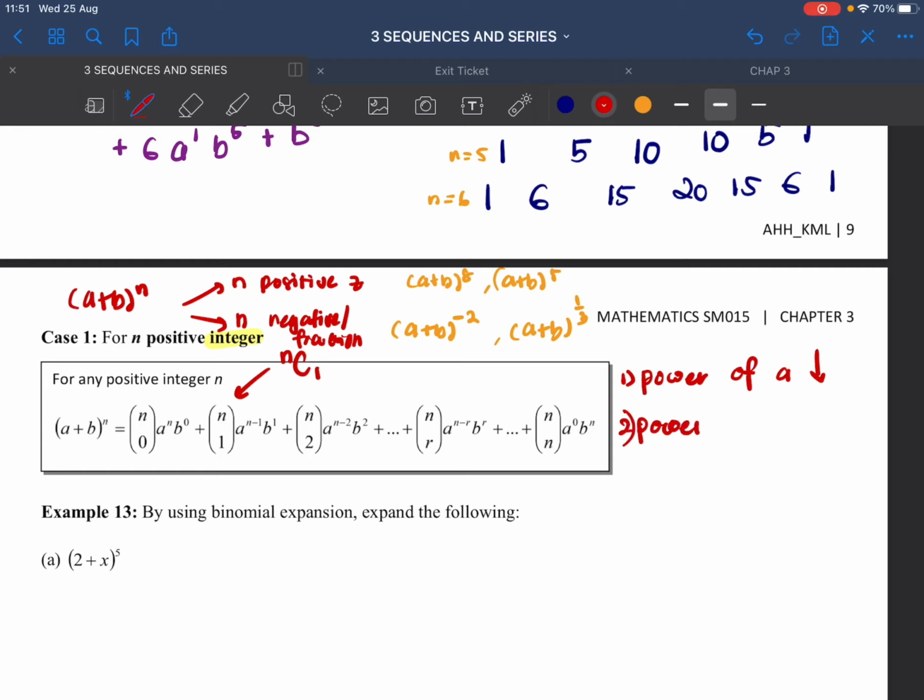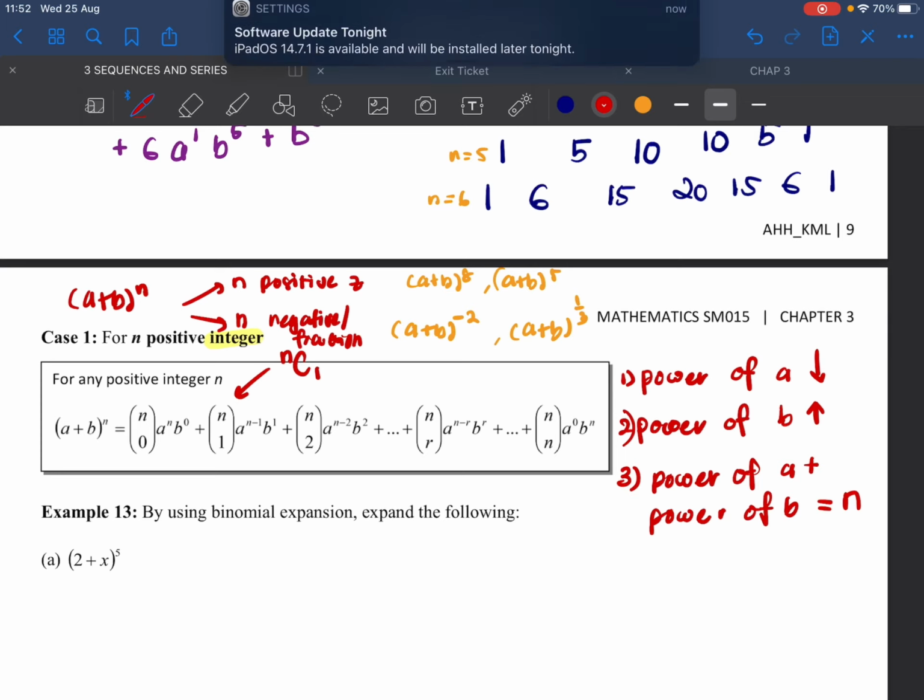Power of B will increase. Okay, so the other thing that you have to take note of is your power of A plus power of B must add up to n. Okay, power of B plus power of A must add up to n.